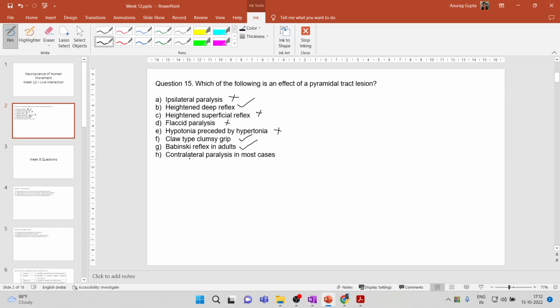And then H, contralateral paralysis in most cases. This is correct. We have seen that it's not ipsilateral but contralateral paralysis. That means if the lesion is on the right side, then the paralysis is on the left side, and if the lesion is on the left side, then the paralysis is on the right side. So the answer is B, F, G, and H.